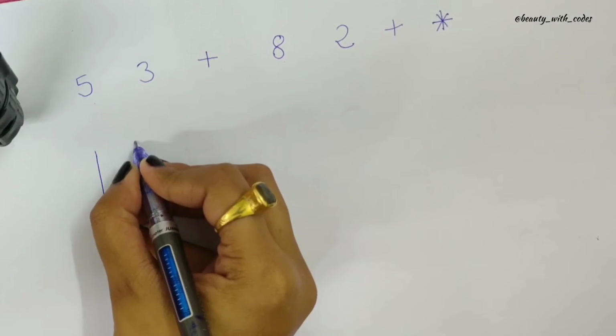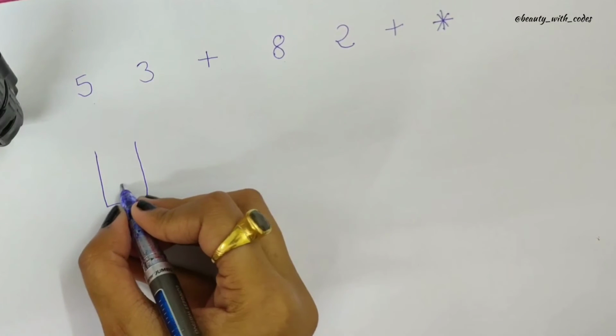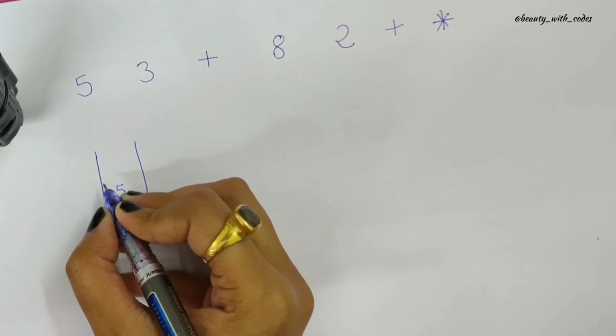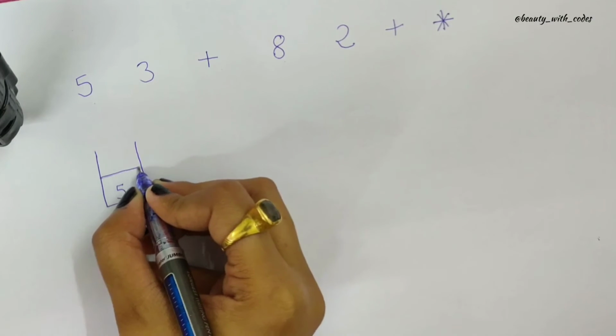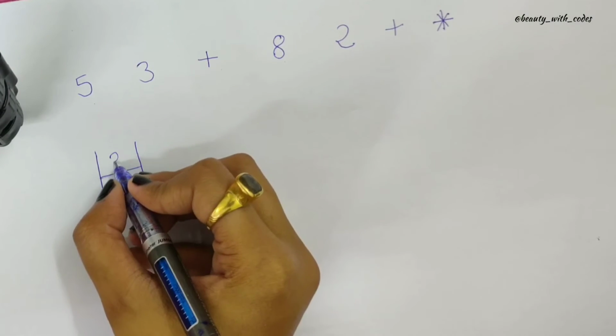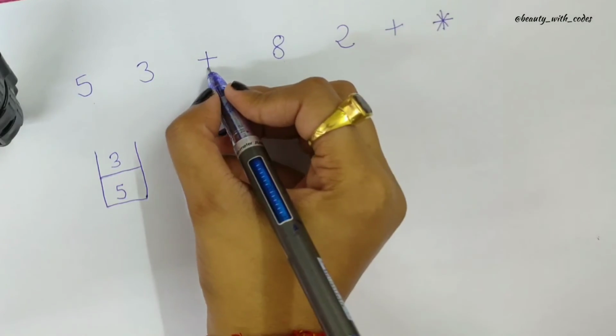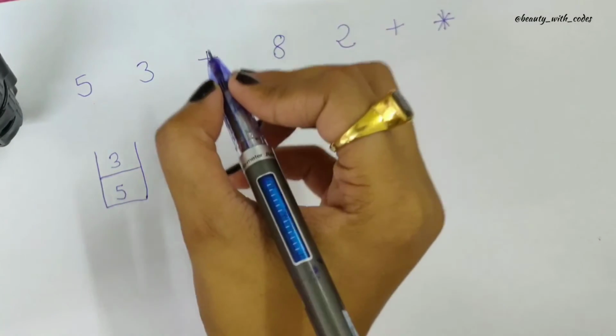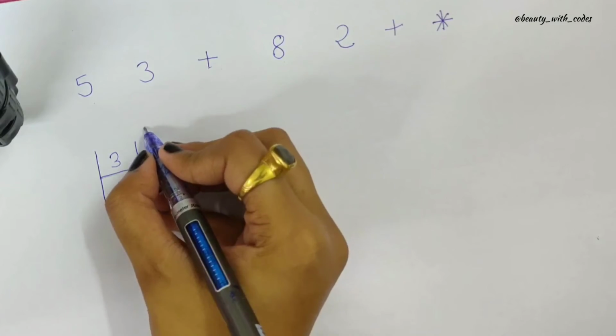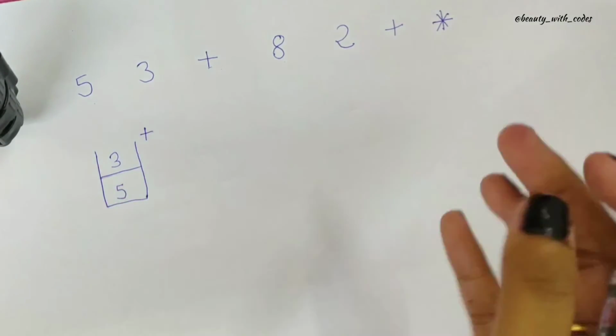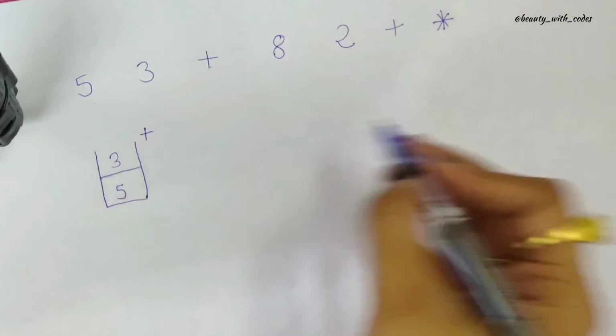So the stack is here. What is the first element? 5. So 5 will enter since it is an operand, isn't it? Next element is 3. So okay, 3 will enter. What is the next element? That is plus, which is not an operand but an operator, isn't it? So plus is not supposed to enter the stack, it is supposed to evaluate.